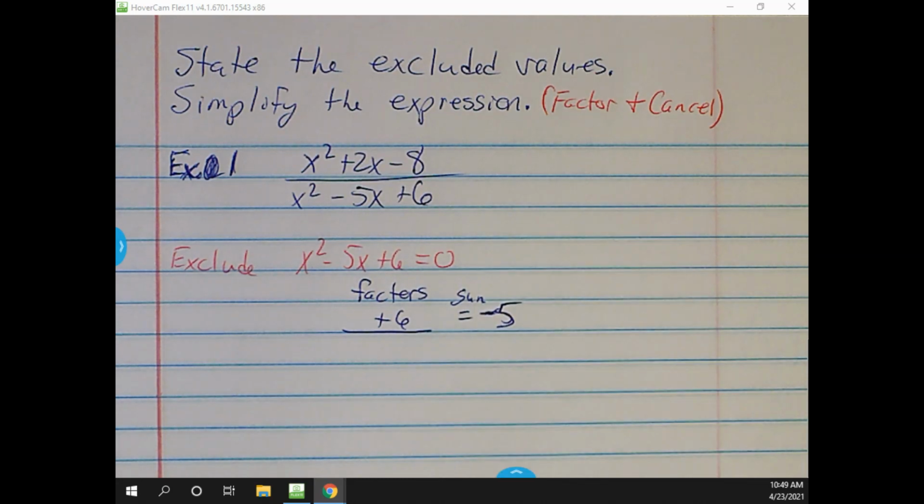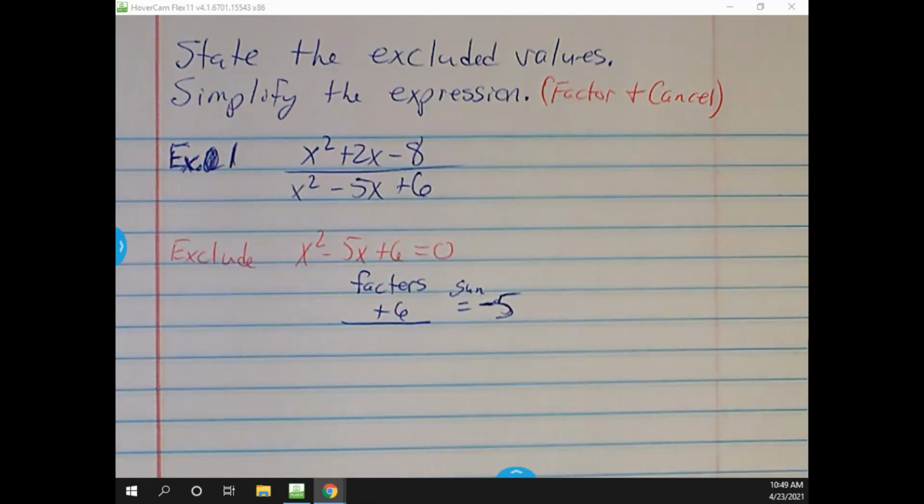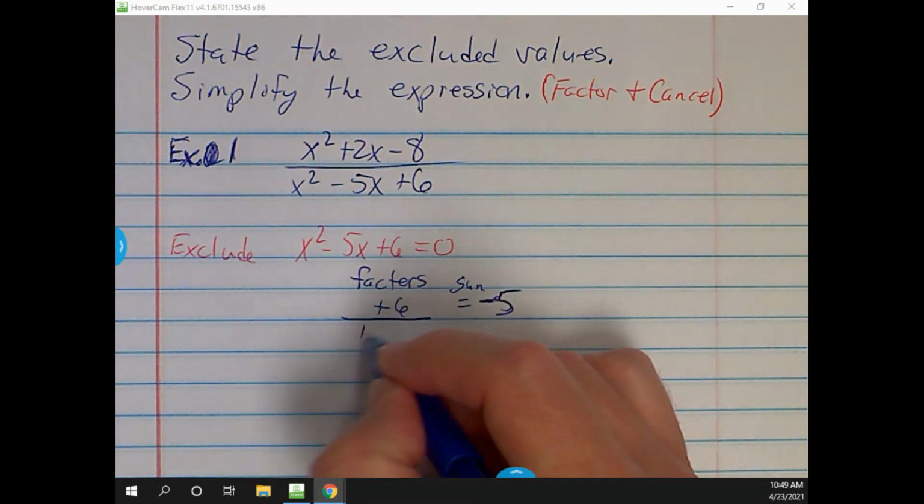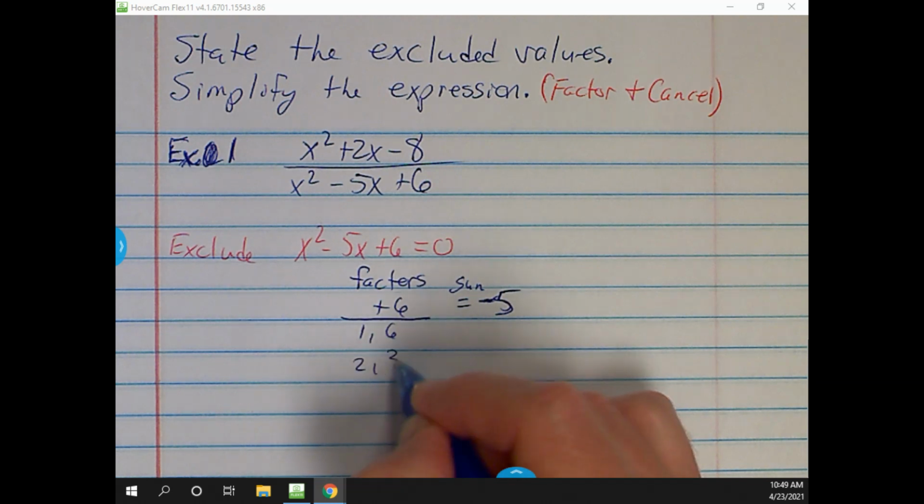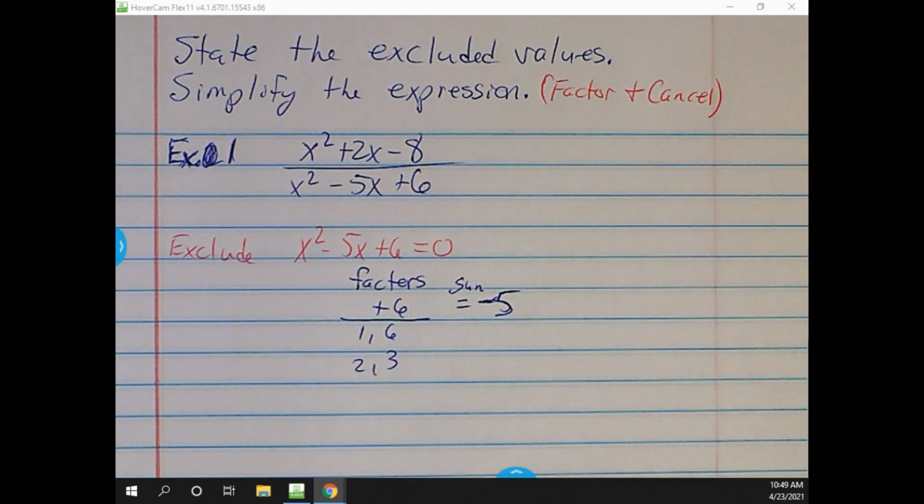Okay, so we need the factors of positive 6 where the sum is going to equal negative 5. And again, this one's all about the signs, because you could do 6 minus 1 or 1 minus 6 and get 5. You can also take 2 and 3 and get 5. So you've got to be careful with the signs on this one.